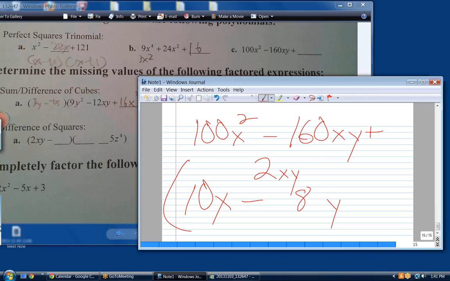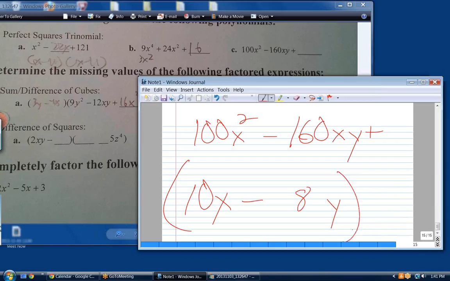No. Now I'm getting confused. 8. Because what's the last term going to be? 10. In other words, 10y. Sorry. And this is xy here. Yeah, I'm all confused here. Yeah, sorry. Okay.